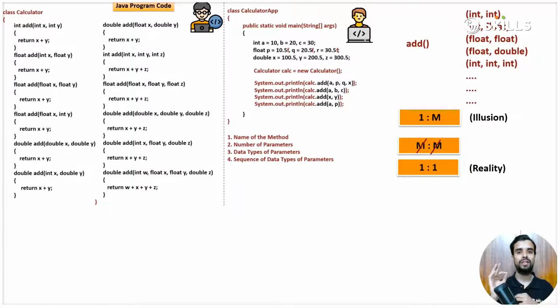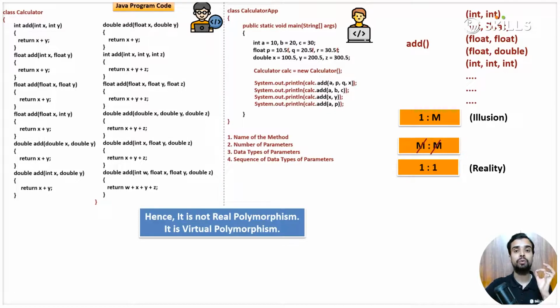Hence, to conclude, think and answer. Is this true polymorphism here? 100% no. It is just an illusion to the user that one method is performing many different activities. Hence, this is not true polymorphism. This is virtual polymorphism. This is the meaning of the technical term called virtual polymorphism, unreal polymorphism. Virtual polymorphism in Java is also referred to as compile time polymorphism. Now, what really compile time polymorphism is, let us understand that next.